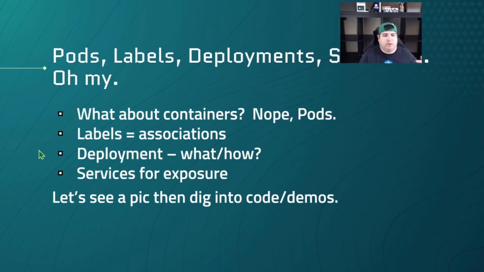What image are we trying to run? How many of these things are we trying to do? What is it supposed to look like? What services is it supposed to tie to? And then services themselves, right? This is how you expose applications from Kubernetes outside of the cluster and make it available.